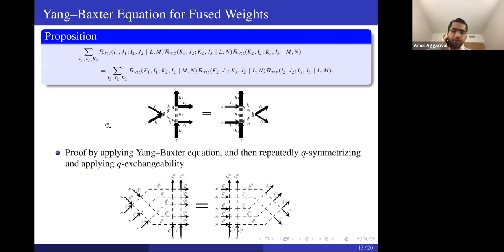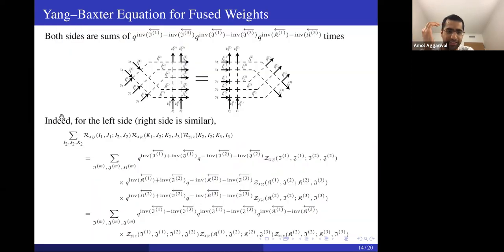Okay, so on a high level, the proof is basically by applying the Yang-Baxter equation and then repeatedly Q-symmetrizing and applying Q-exchangeability. So I'll do this, and hopefully this is the worst slide in the talk. I'll sketch how this works, although it's not a big deal if you're not really following the indices. I hope to just give you a flavor of what you do.